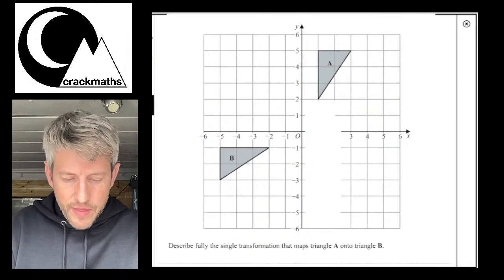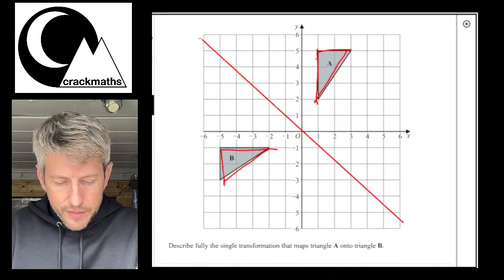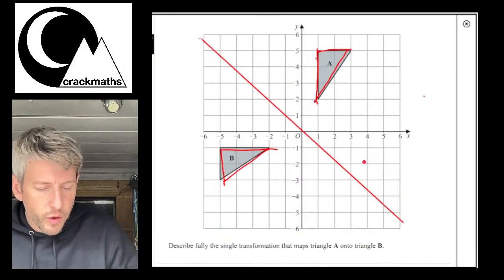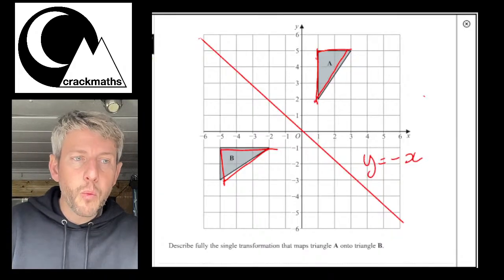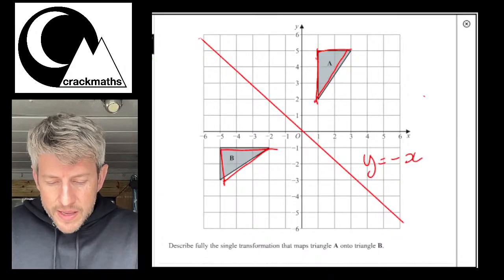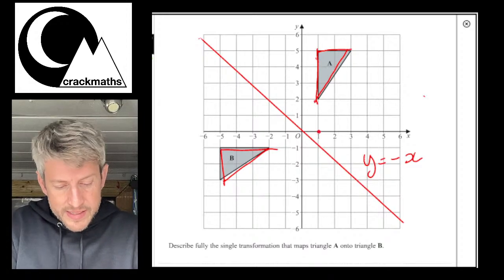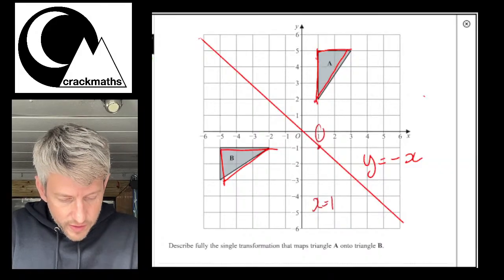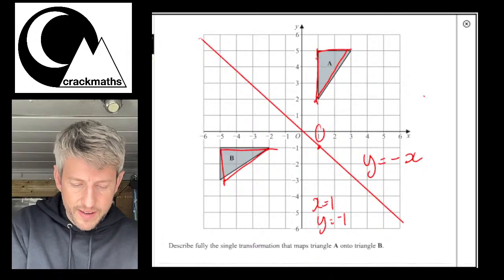But that is a reflection, and the name of the line that it's been reflected over is the line y equals negative x. It's a worthwhile line to know, but the way it's calculated is, let's look at it here. Let's say, for example, x is 1. If x equals 1, what's y? y equals minus 1. So y equals minus x.